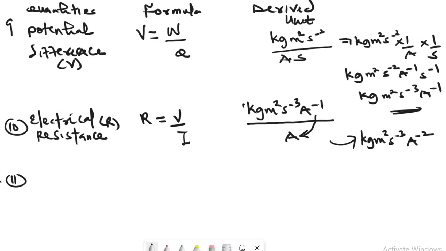Let's see more. Frequency. What's the formula for frequency? F is 1 over period. It's quite easy. That's 1 over second, of course, second to the minus 1. So the ones I've done so far are to give you an insight on how you can derive them. Probably in the next chapter I'm going to be solving past papers and all this. That's all for now on fundamental and deriving units.